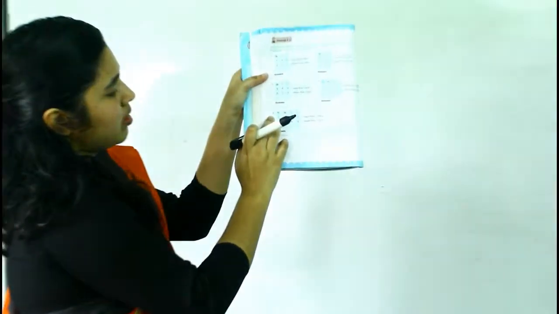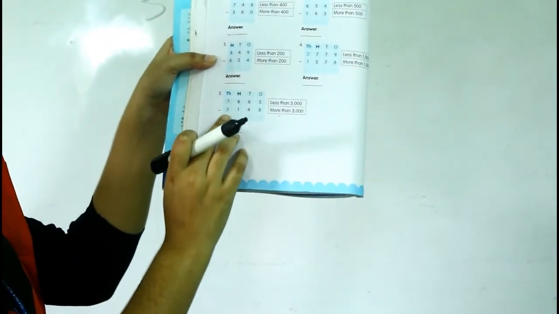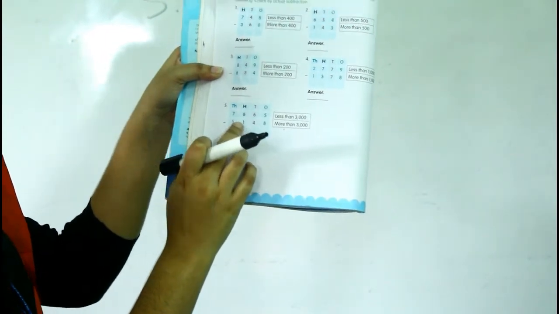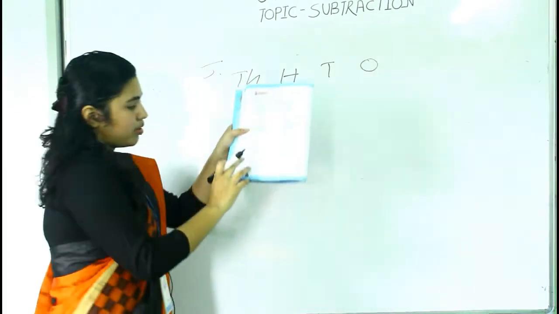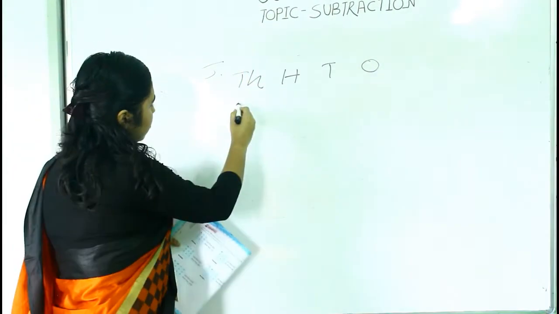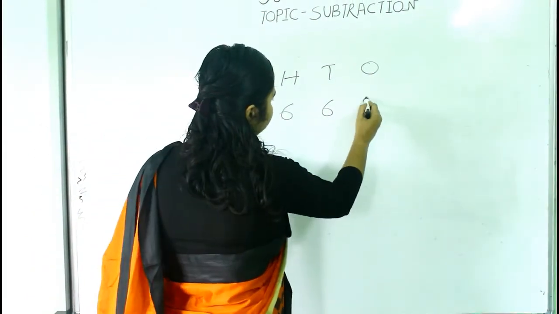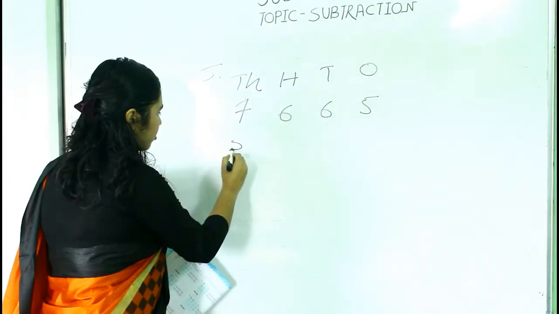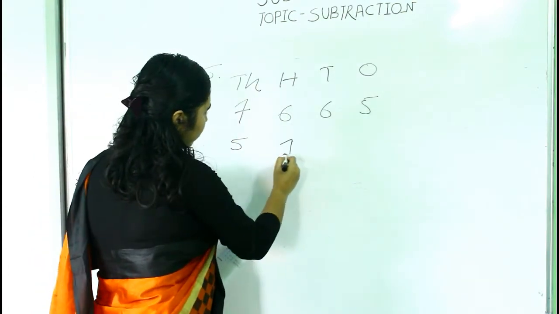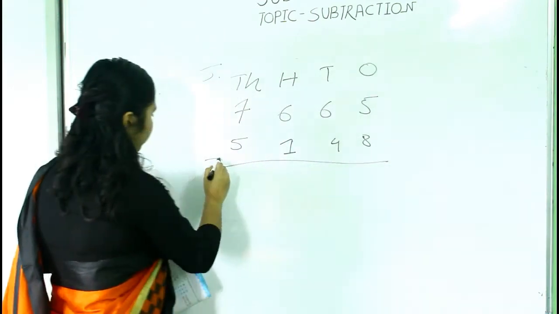Next, take question number 5. Here we have up to thousands place, and first we have to calculate the difference between these two numbers. So take up to thousands place. Put the bigger number first, which is 7665. Next put the smaller number, which is 5148. Now subtract these two numbers.